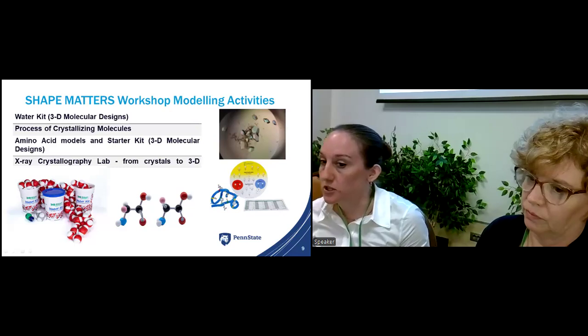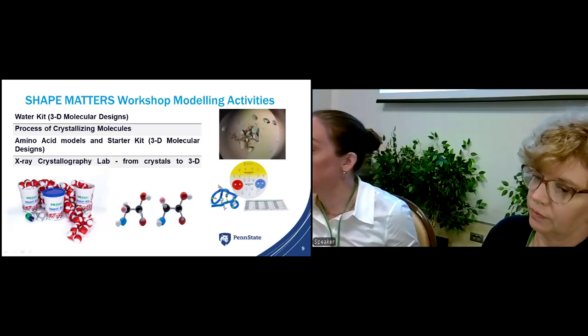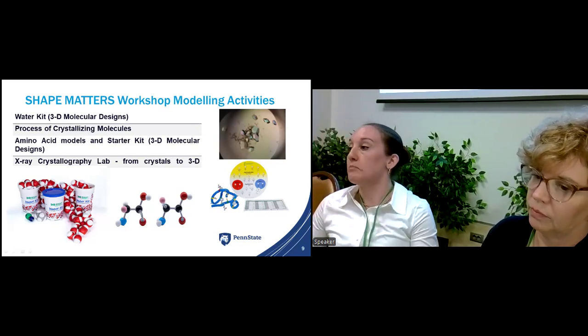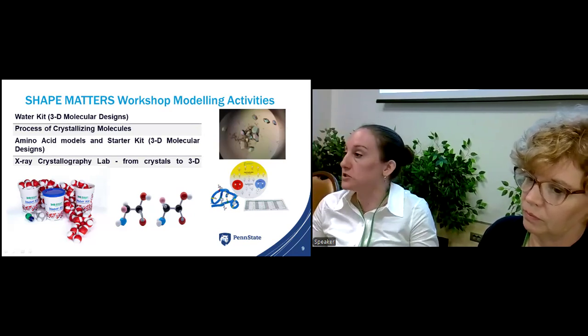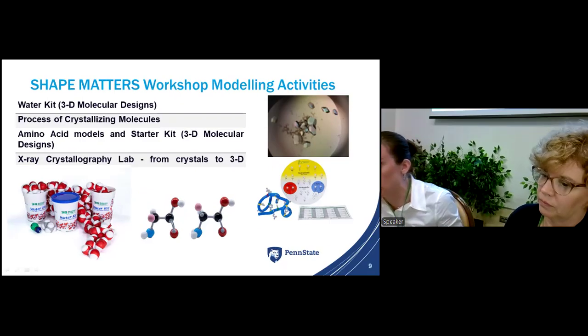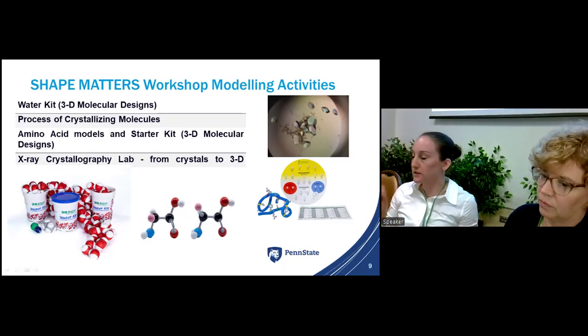So to start the workshop, we started by talking about water. For those of you who are unfamiliar with proteins and protein folding, proteins fold in water. They fold in the cell, which is mostly water, and so the chemistry of water dictates how proteins fold. So we start with water, and the kit on the left is the water kit. They're basically little water molecules that have magnets in them to show the polarity.